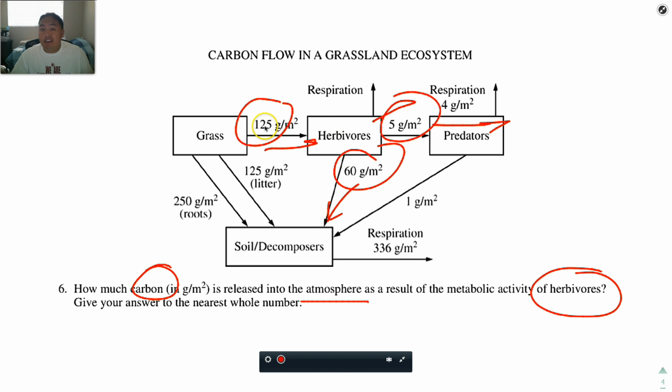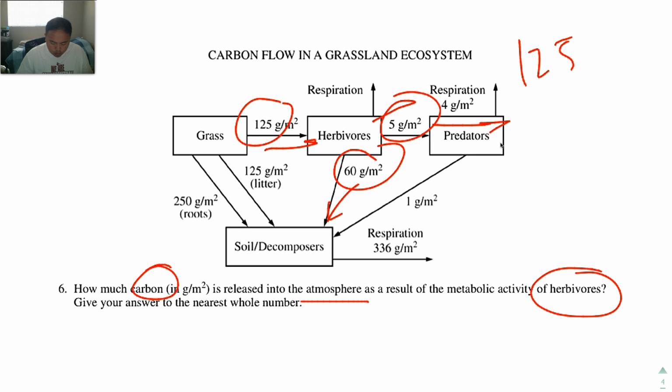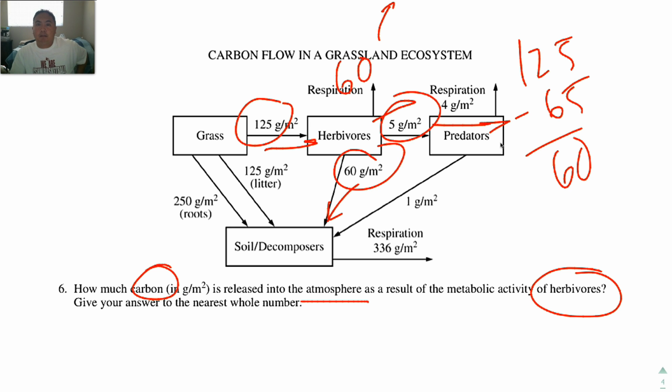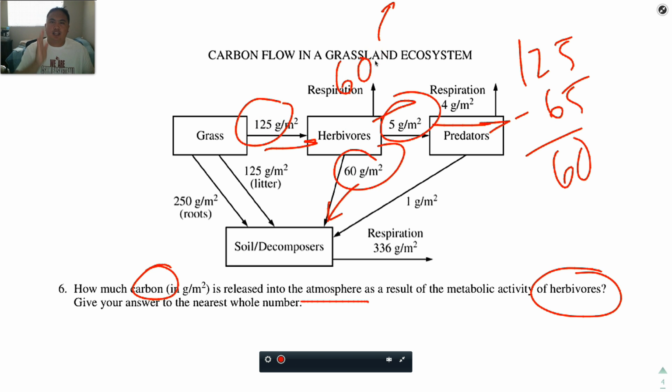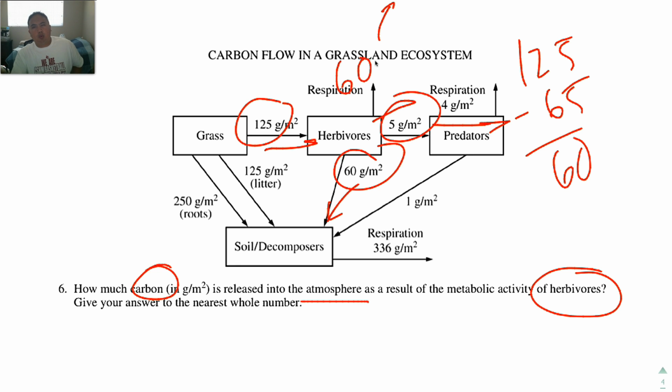So if 125 goes in, and 60 goes out, and 5 goes out, to calculate this, it's basically 125 minus 65, or the answer is 60 has to leave by respiration. So again, to repeat, 125 went in, 60 went out, 5 went out. So 125 minus 65 means this arrow has to be 60. So that is my quick and brief review about the math part of biology.